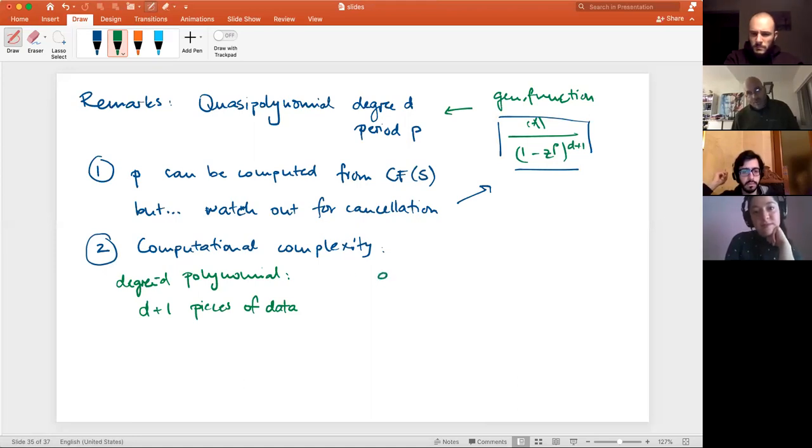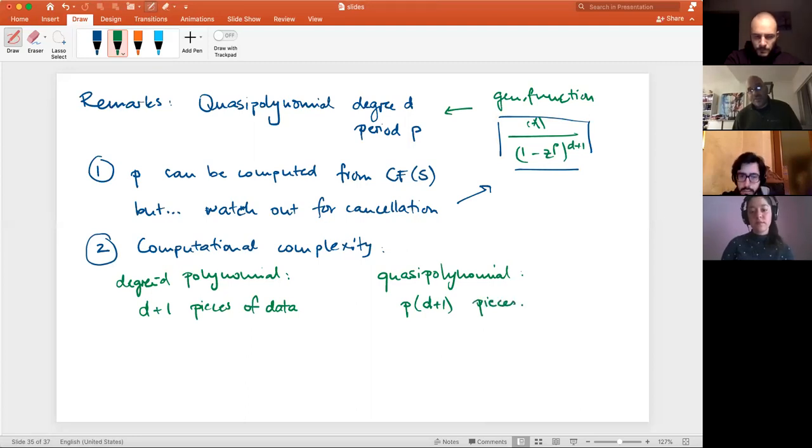Now for a quasi-polynomial, again I have degree d and period p. For a quasi-polynomial, we have p polynomials of degree up to d. So we need p times d plus 1 pieces of data. So in practice, if you want to compute and you can get your p down, that would be good.